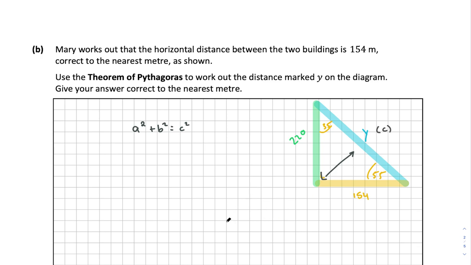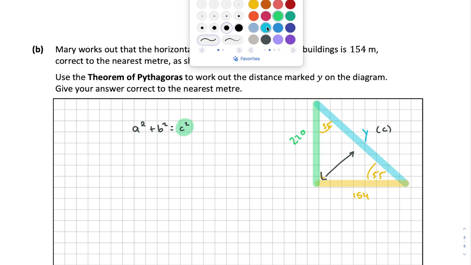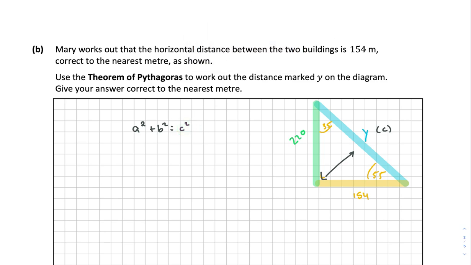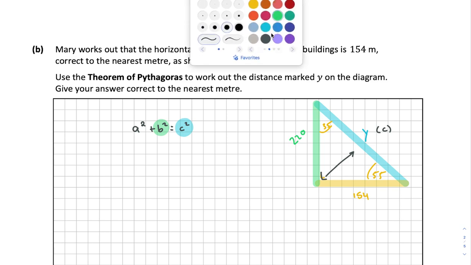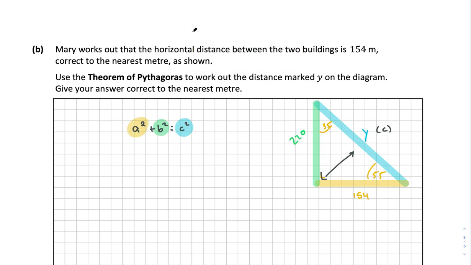The sides A and B, they don't really matter which one you call A and which one you call B. The most important one is that you get your C right. So C has to be the blue side. Alright, let's make that blue. So C has to be blue. B and A don't matter. Doesn't matter which side you call which for A and B, because the key is that you get your C right. So now I just have to make sure that I'm filling it in correctly.